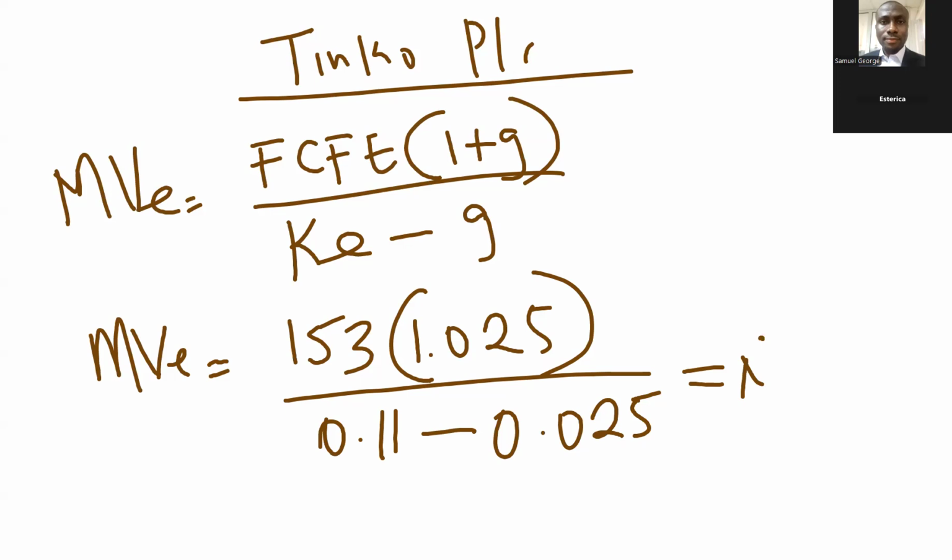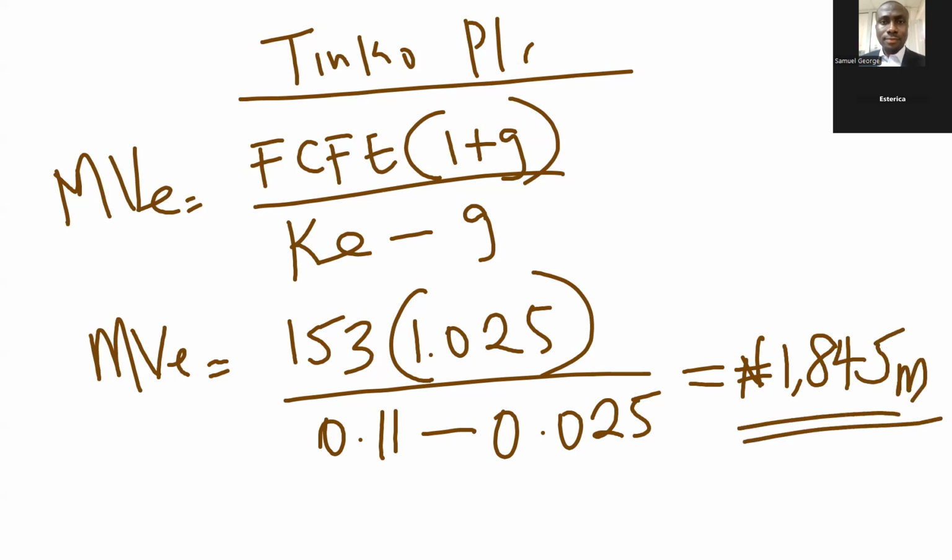So I am getting 1,845,000,000. That is the market value of equity. I hope that's a bit clear, but I would really explain by the time we get to business valuation. When we are done with business valuation, you would have understood why it is like this. But let us go to the one you are familiar with. Okay, let's go back to the reading of the story.